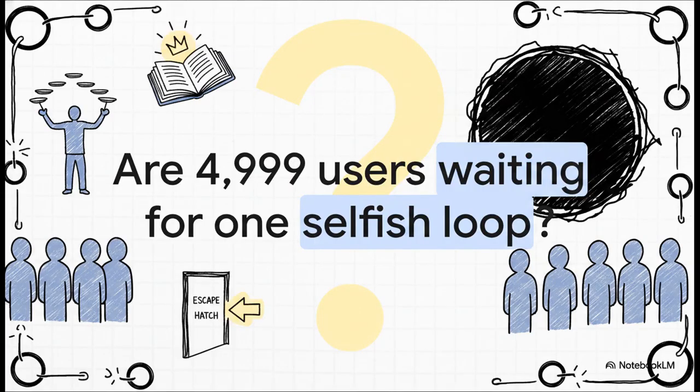As we wrap up this explainer, I want you to take a really hard look at your own code today. Is your asynchronous code secretly making 4,999 users wait for one selfish loop? Remember the juggler and really ask yourself if your code is truly multitasking or just holding up the entire stage. It's a real game changer once you get it right. So, what's hiding in your event loop?